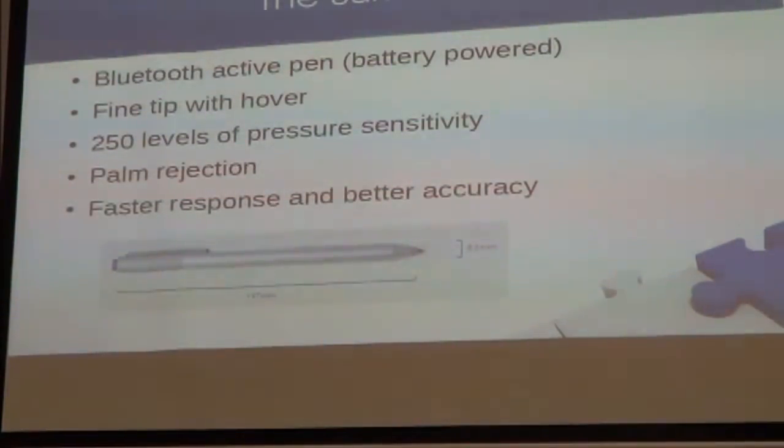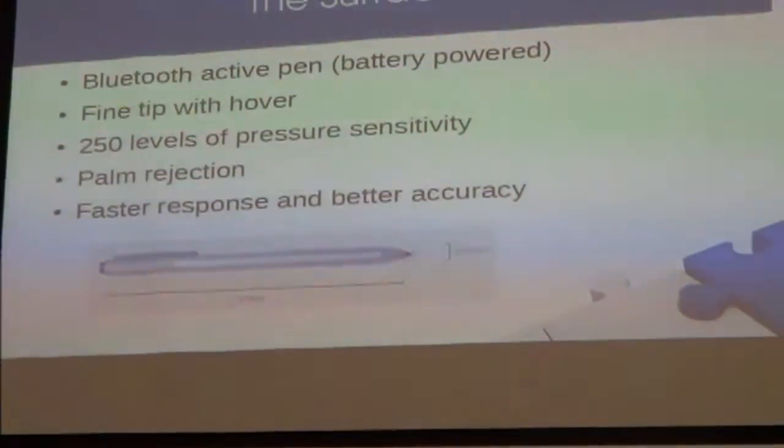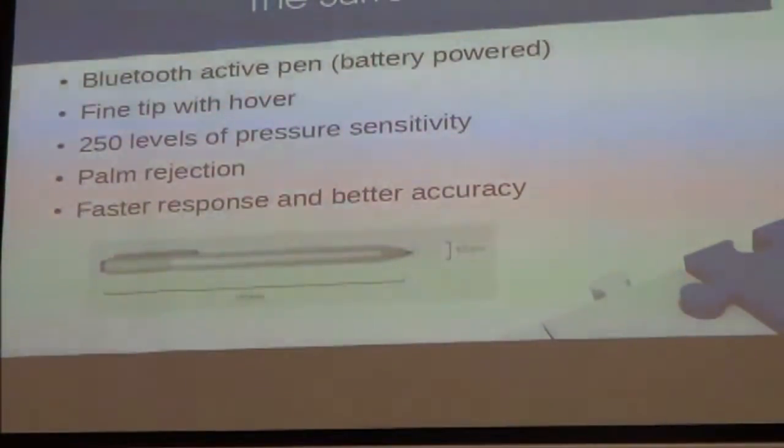It does pressure sensitivity, so the harder you push into the screen, obviously not too hard, it actually detects that you want a thicker line. And notice how thin the tip is on this Surface pen, and that's quite important because you need to be able to see where you're making contact with the screen.